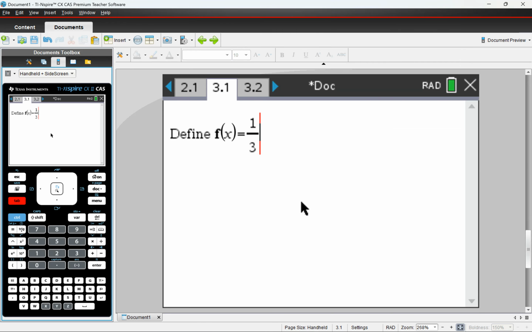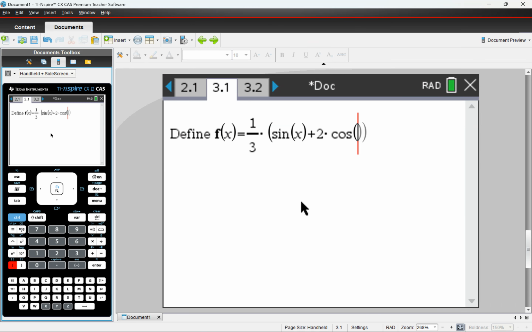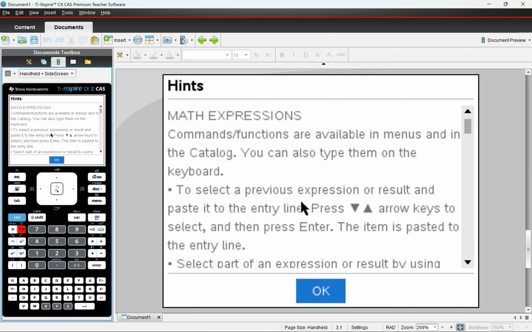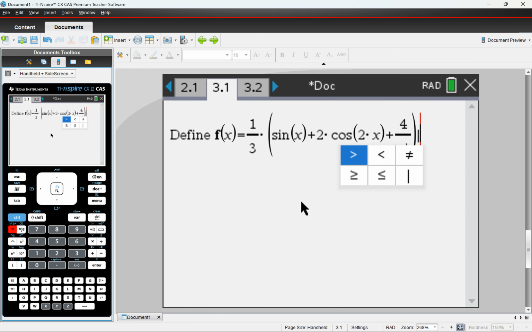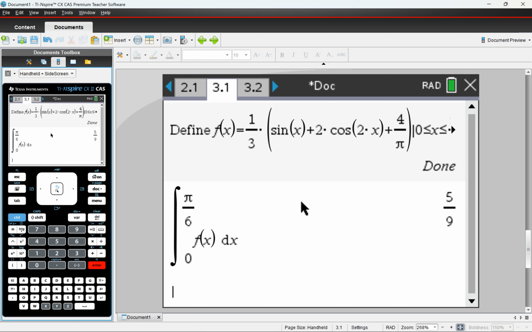1 on k, so 1 on 3 times sine of x plus 2 times cos of 2 times x plus 4 divided by pi, given that x is between 0 and pi on 2. I've defined my function. And we're looking for the area between, so shift right, 0 to pi on 6 of f of x dx. And we get 5 on 9.